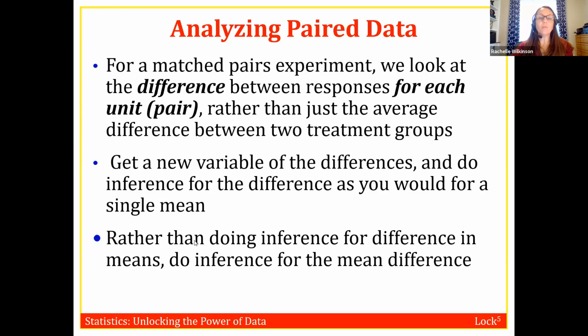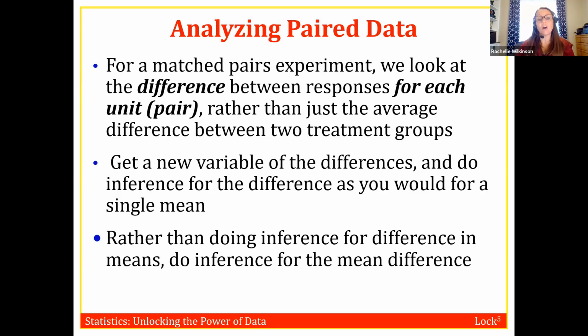So when we're analyzing matched pairs data, remember, we have these two measurements on each pair. So the first thing we're going to do is take the difference within each pair, and then we're going to analyze the differences rather than each column of separate data. So we end up getting this new variable that is the differences, and we're going to do the inference for the difference the same way we would for a single mean.